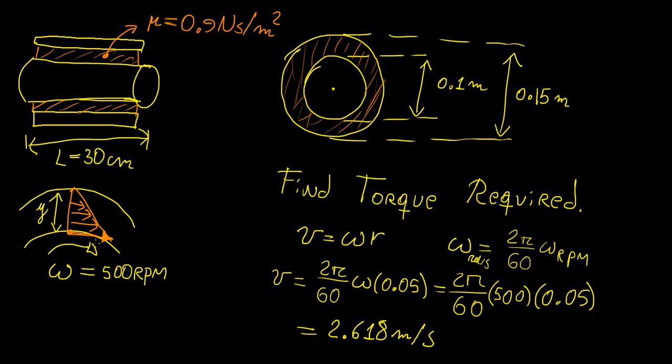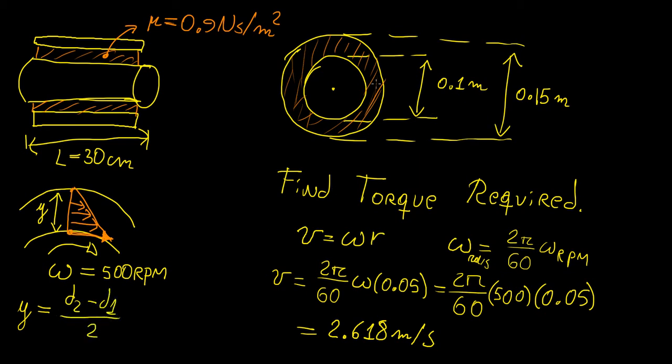So this is going to give us the velocity right here at the point of contact between the shaft and the fluid. And the distance y, or the thickness of fluid, we can calculate from these two quantities. So basically we have diameter 2 minus diameter 1.